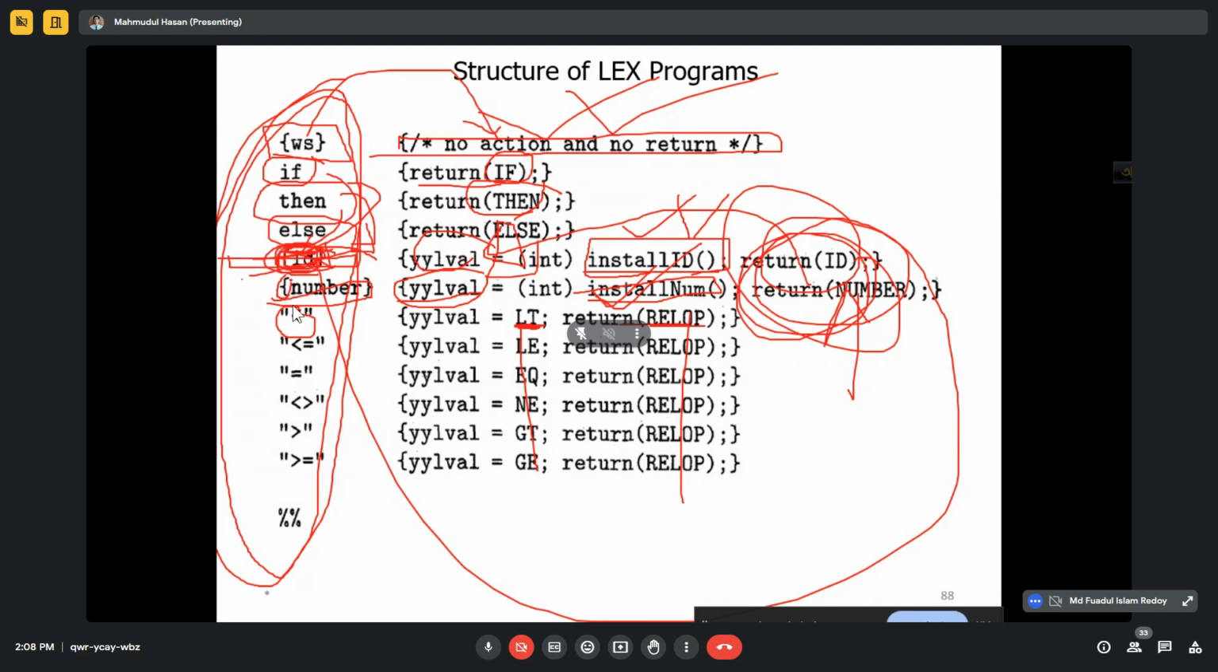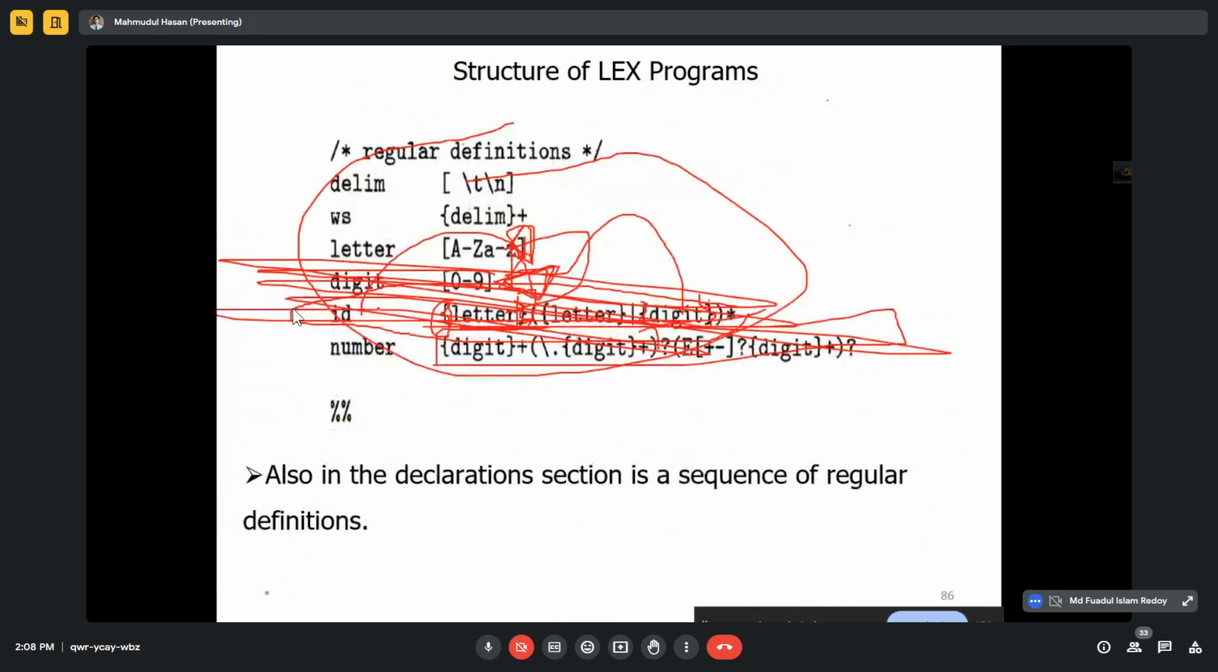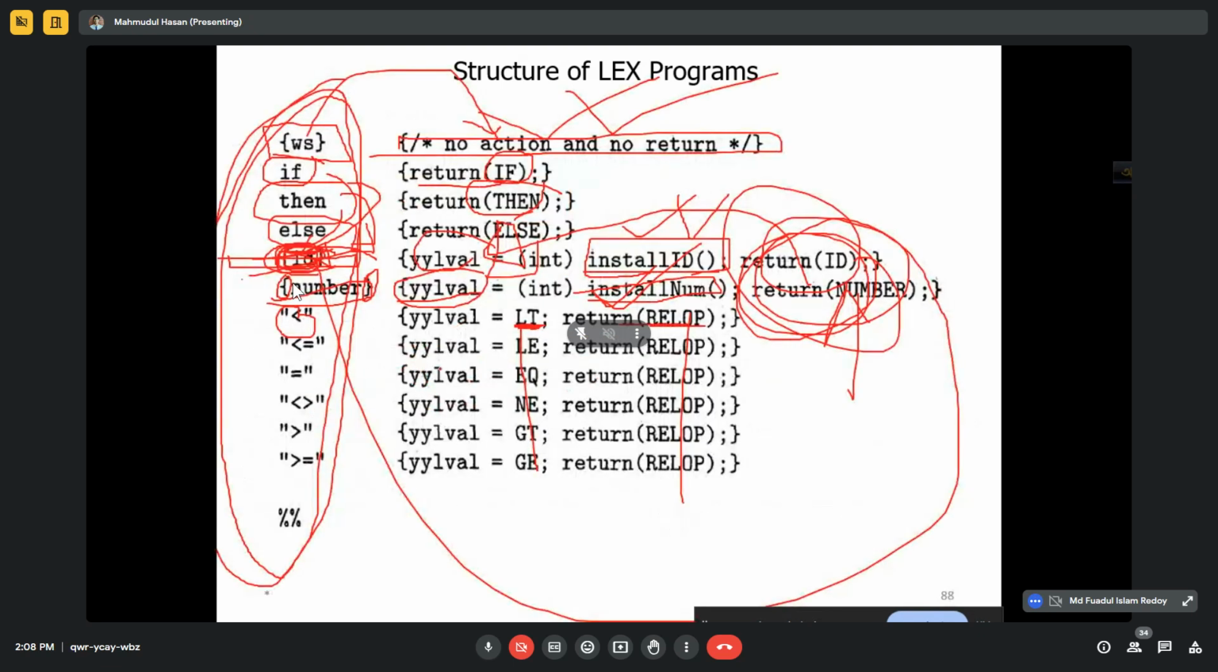As I told you a while ago, if you don't use the curly brackets, the Lex compiler gives you an error. It is actually a bug in their system. Normally when you write a regular expression you don't need to put curly brackets, but for a Lex program it's better to put them, otherwise it will show an error.